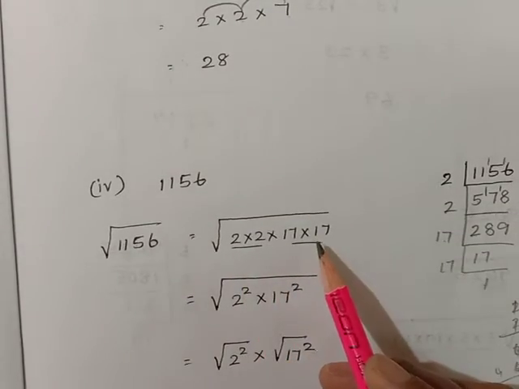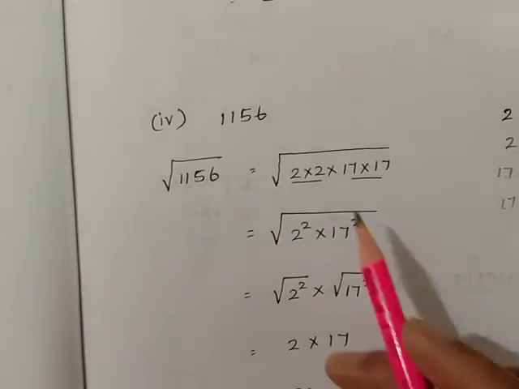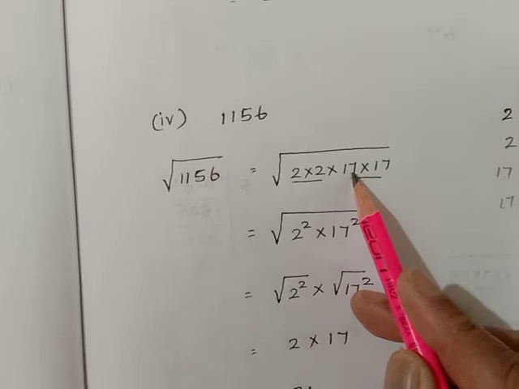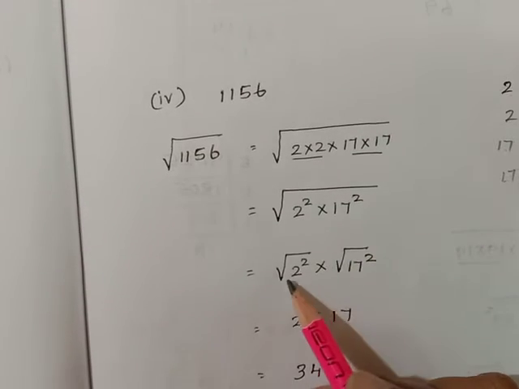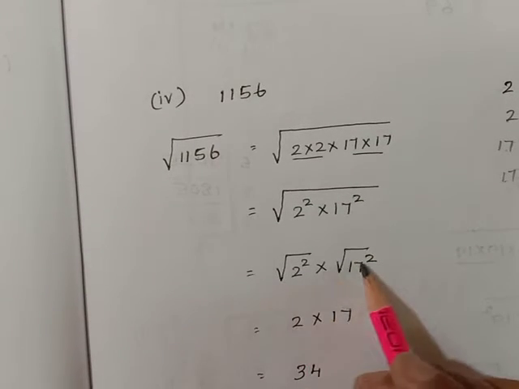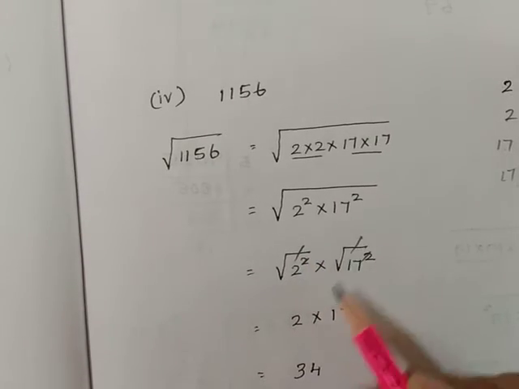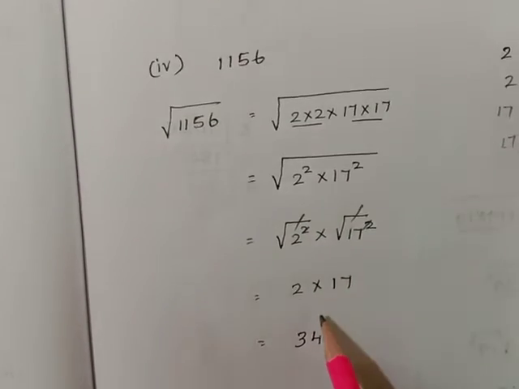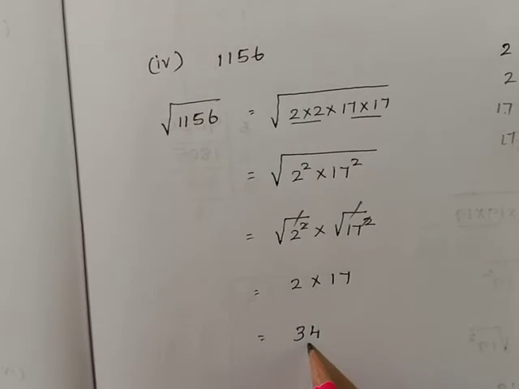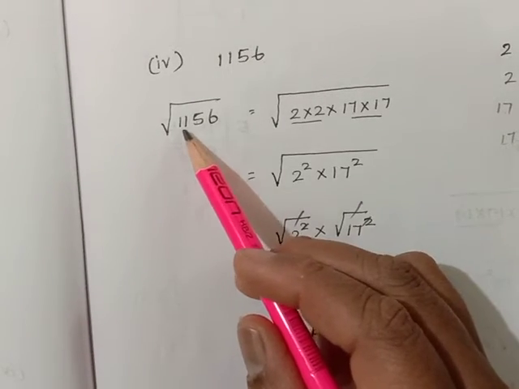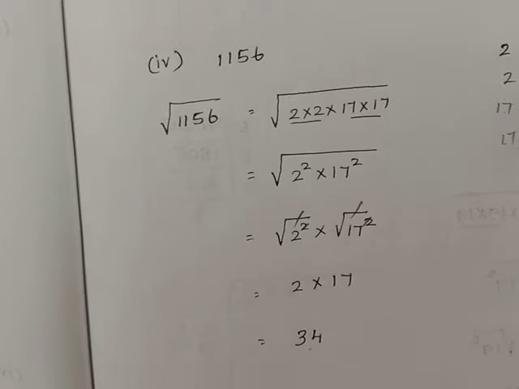Now we can divide the numbers into pairs. That is 2 into 2, 2 square, 17 into 17, 17 square. Now we can separate the root and write down, square and the root cancel. So remaining is 2 into 17. So 2 into 17 is 34. Therefore the square root of 1156 is 34.